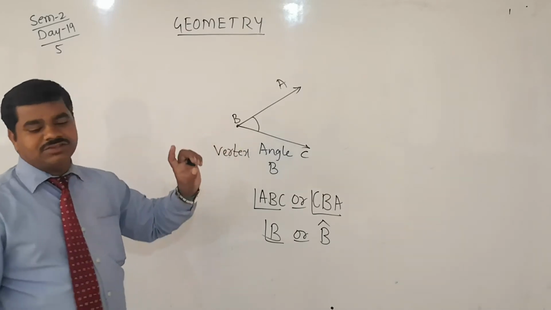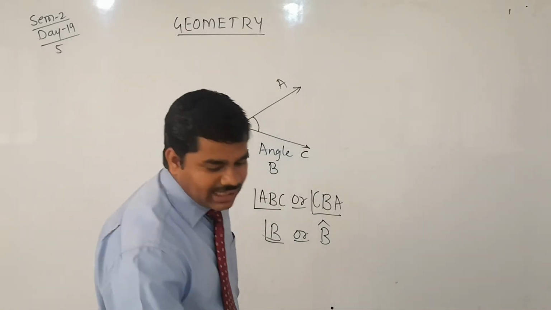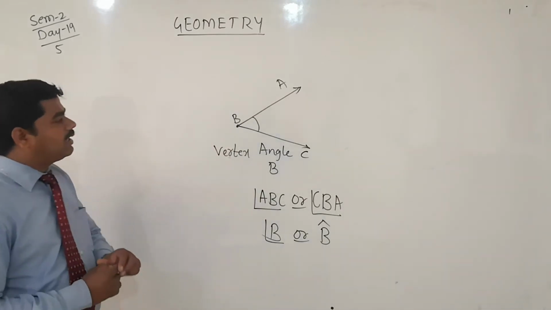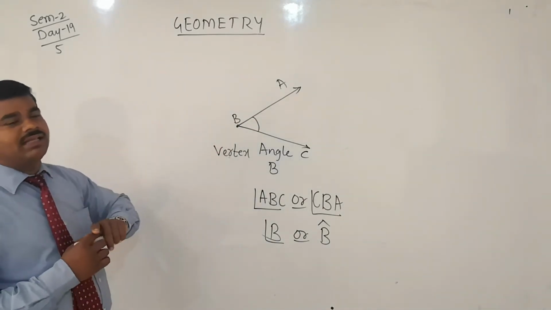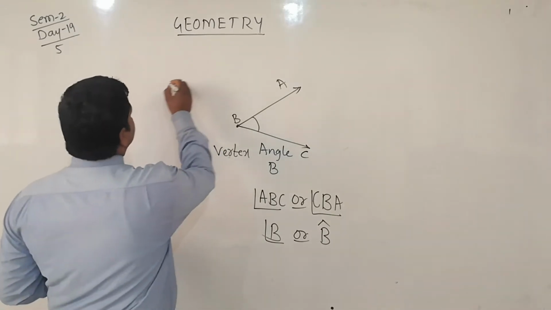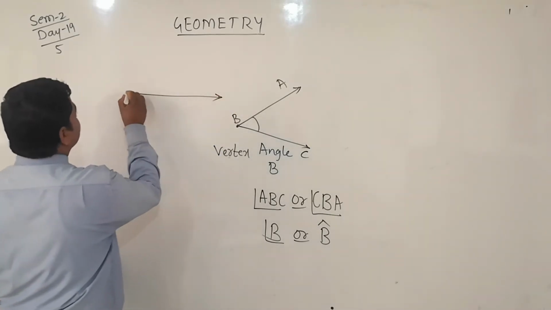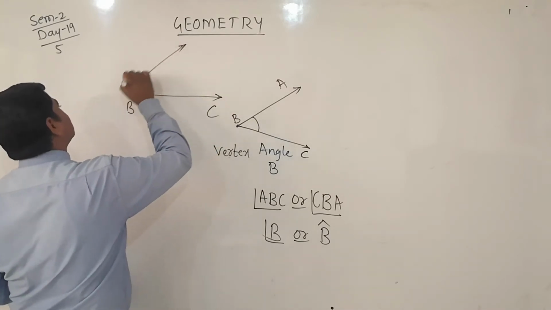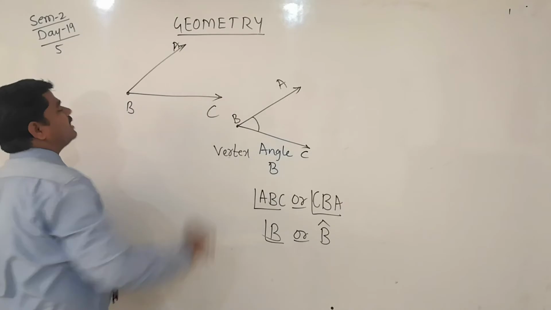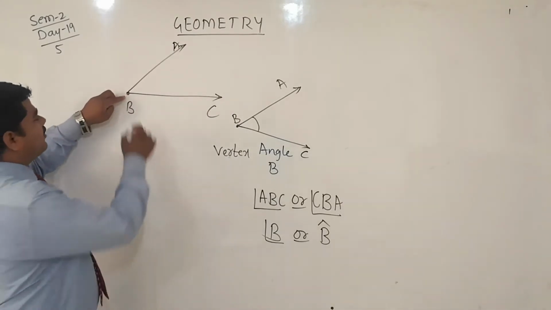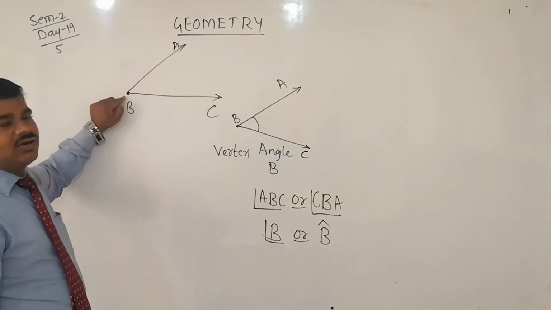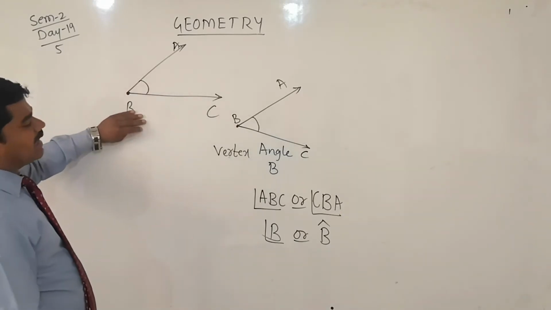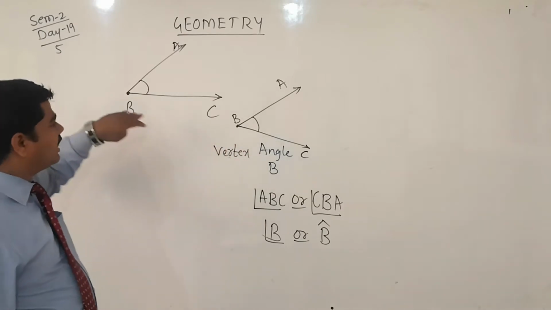What does an angle mean? An angle is formed by two rays that have a common endpoint. Here this is one ray, BC, and one more ray, BA, with the same common endpoint. They share a common endpoint, then there is the formation of an angle. This angle we can write as angle B.